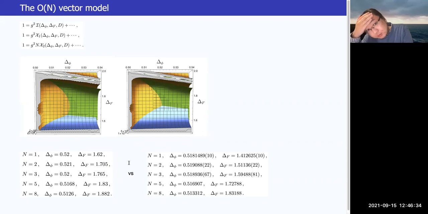I hope this improves as you include higher diagrams. In fact, that's one of the main motivations that I'm doing this kind of research. I'm more curious about whether these crossing equations, these bootstrap equations, give you a convergent answer or not in the end.